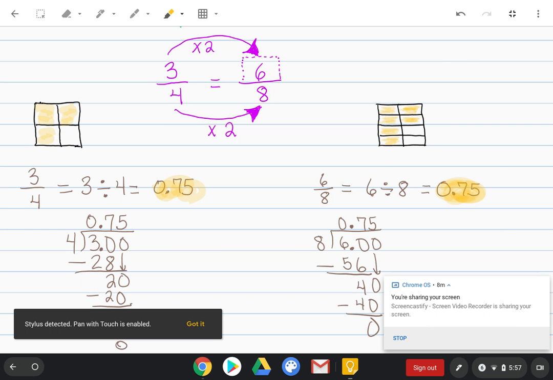Now, if you look at my drawing on the left-hand side of the screen, right here, and if you look at the drawing on the right-hand side of the screen, right there, if you notice, I have shaded the same area yellow. So that's another way visually to understand that 3/4 and 6/8 are equivalent. I'm going to end this video here. In the next video, we will talk more about scaling to create equivalent fractions.